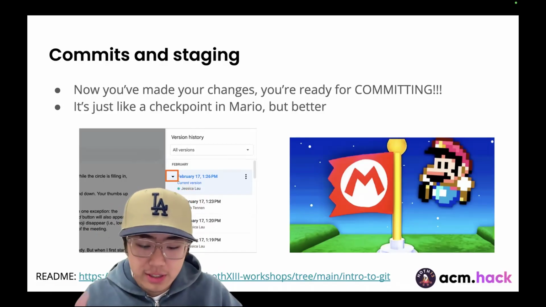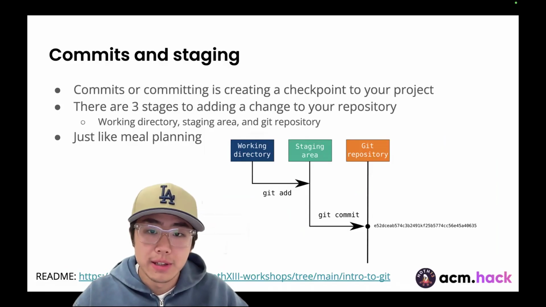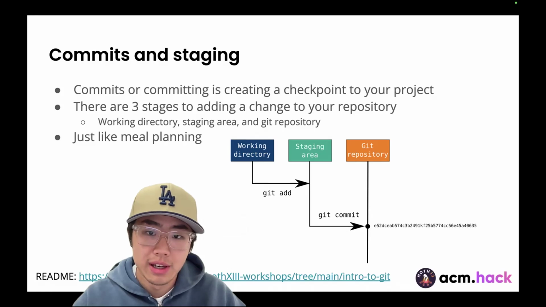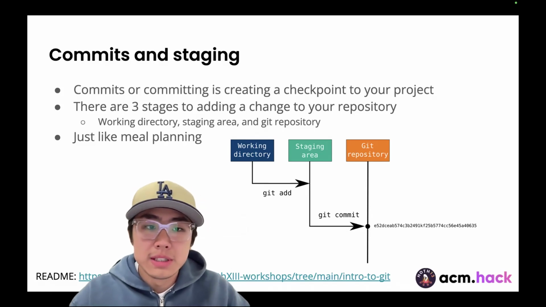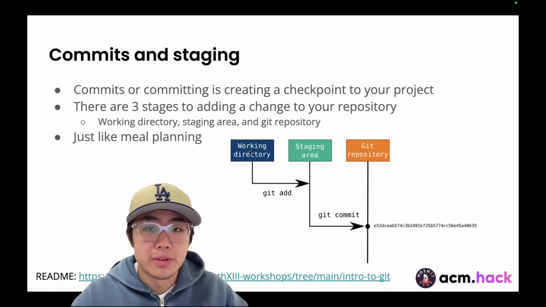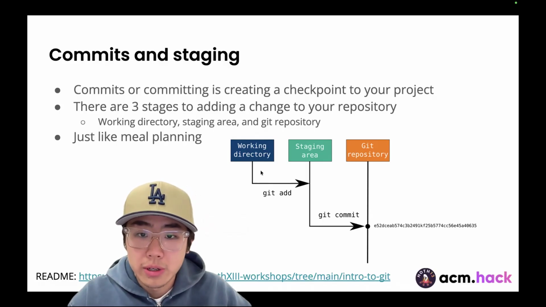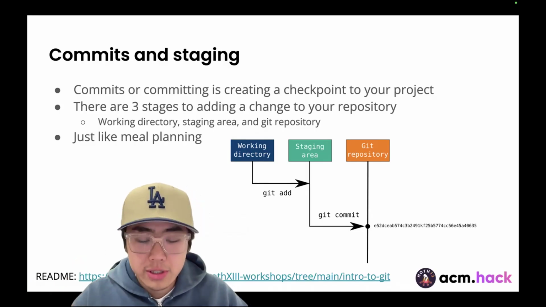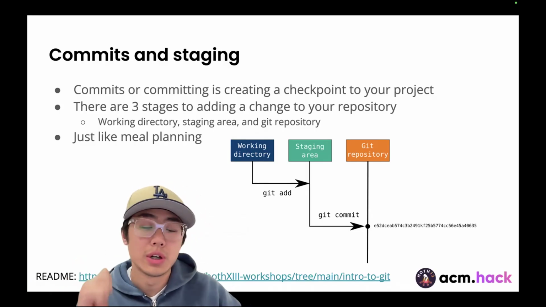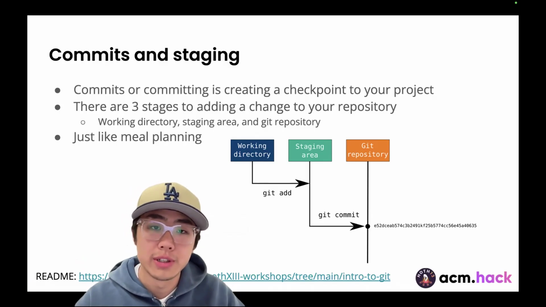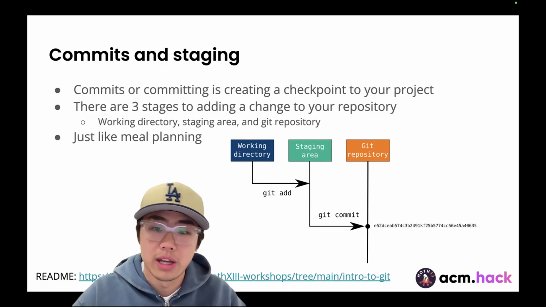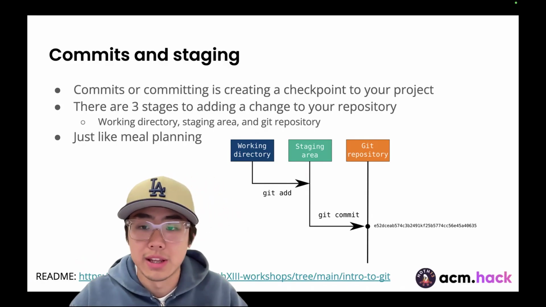So there are three stages of committing, basically. We call this the staging process. So committing is like creating a checkpoint, like I said. So there are three stages: working directory, staging area, and Git repository. It's very similar to meal planning, which is you cook up a bunch of food and then you put it in your fridge and then you can eat it at a later date, right? Usually for gym bros or anyone who wants to, I don't know, be organized in their life.